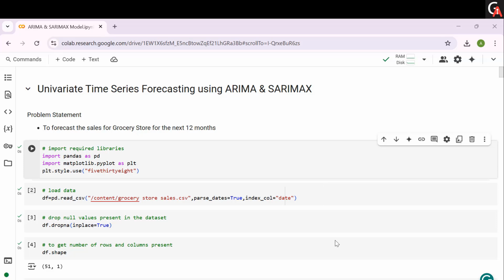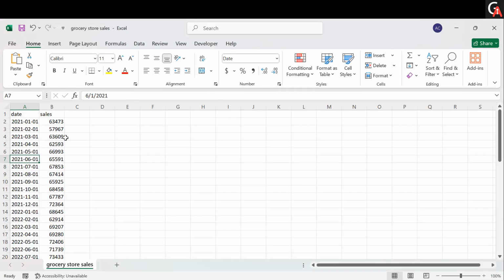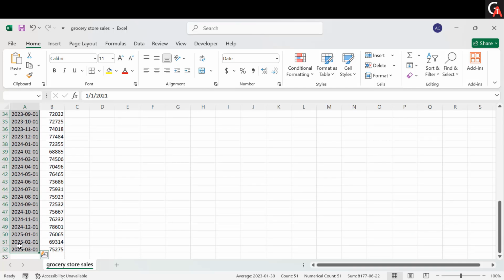So let us see the data set that I am using over here. So this is the data set. They have two columns, date and sales, and the dates are starting from the year 2021. This is the monthly sales data for that grocery store, and we have the data till March 2025. So for the next 12 months onward, we are trying to forecast the sales.